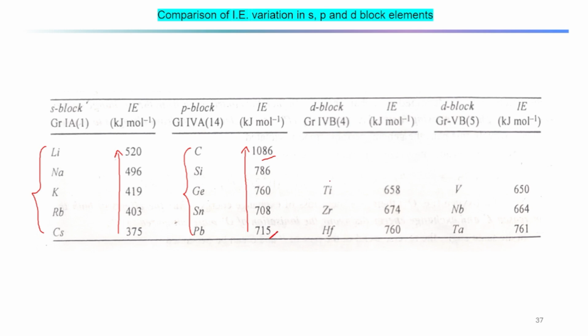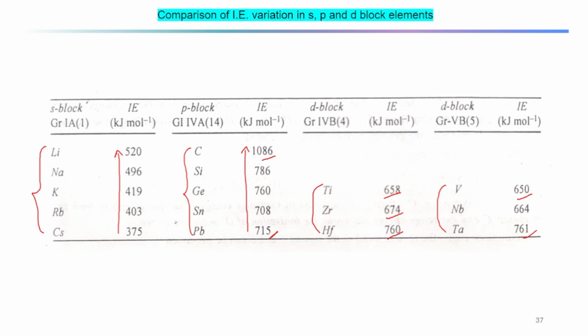So in case of D block elements, if we see group 4, titanium, zirconium and hafnium, we see as we go down the group, the ionization energy is actually increasing. In case of titanium, it was 658 kilojoule per mole, whereas in case of hafnium, it is 760 kilojoule per mole. Again, see group 5, vanadium, niobium and tantalum. In case of vanadium, the ionization energy was 650 kilojoule per mole, whereas in case of tantalum, it is 761 kilojoule per mole.